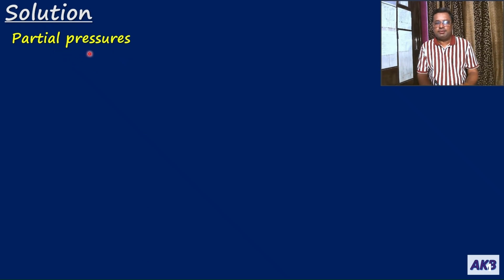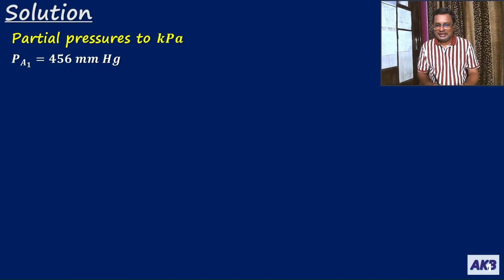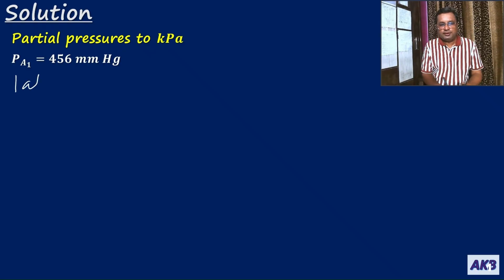First, we will convert partial pressures to kilopascal. So PA1 is 456 mm of Hg, and first we will convert this to atmospheres, and then after that we will convert it to kilopascal. For that, we know 1 atmosphere pressure is equal to 760 mm of Hg.